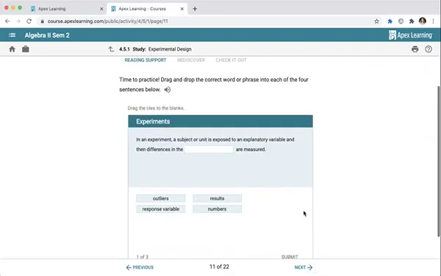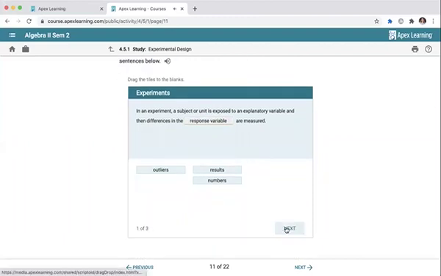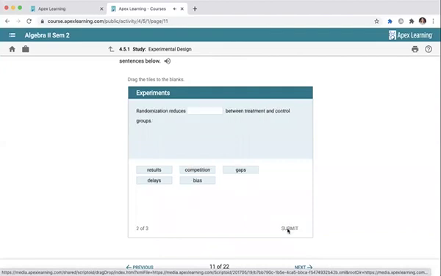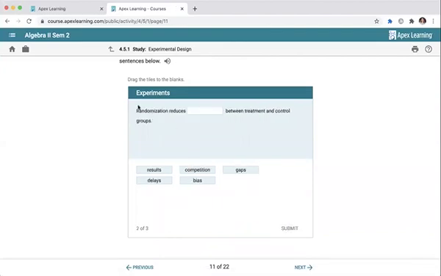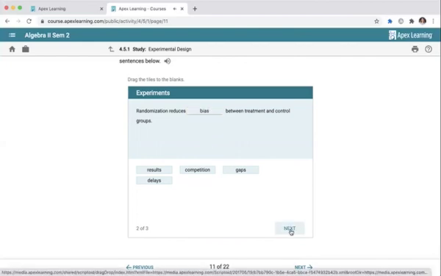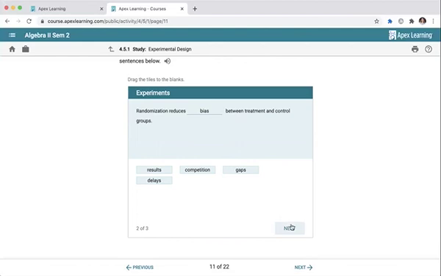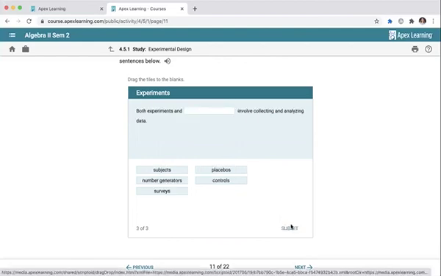All right. So in an experiment, a subject or unit is exposed to an explanatory variable, and then the difference in the response variable is measured. Okay, so we're going to measure the difference in the response variable. Randomization reduces blank between treatment and control groups, okay? It reduces bias, all right? Again, it reduces bias, because if you don't know who's in the treatment and who's in the control, you can't try to modify or change it in any way.